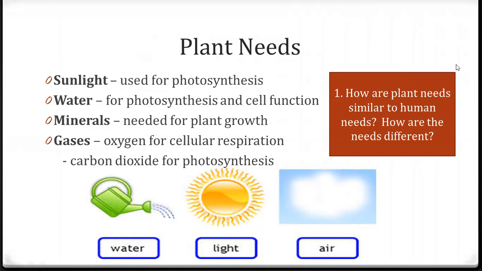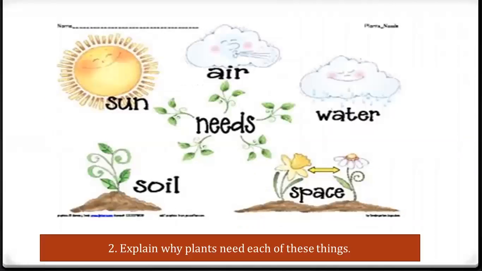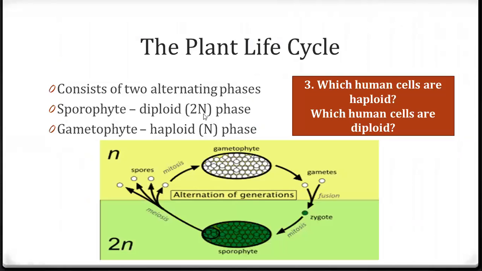So in your homework, you're going to be answering these questions that are in the boxes. So I just labeled them with numbers, and I'll label them similarly in the Google Classroom site. Okay, so this is another image showing the needs. This time they've added space. So you need space to grow. Okay, the plant life cycle consists of 2 alternating phases.